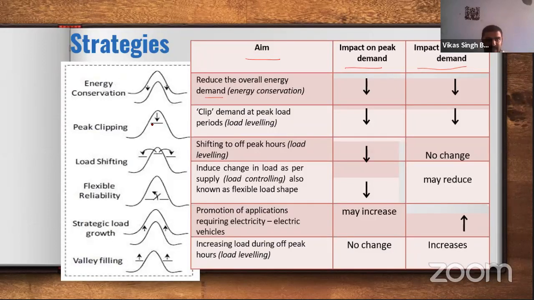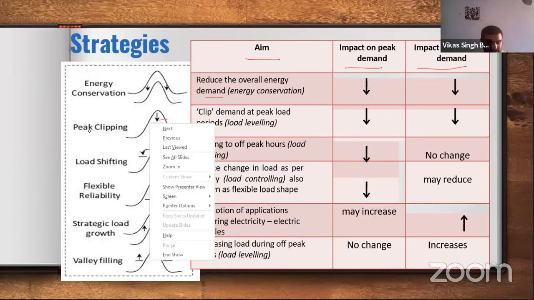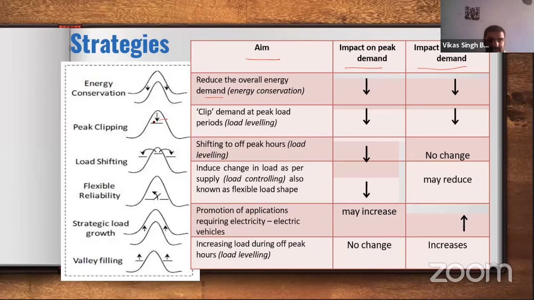If we are clipping a peak, meaning for this duration, in the peak time, we are disconnecting the load, then this will reduce the load. So the impact on peak demand will decrease, and the impact on energy demand will also decrease.